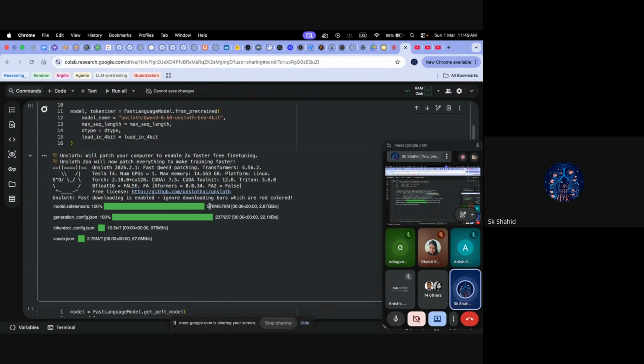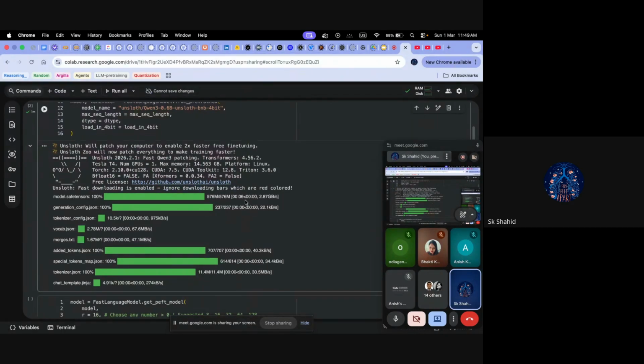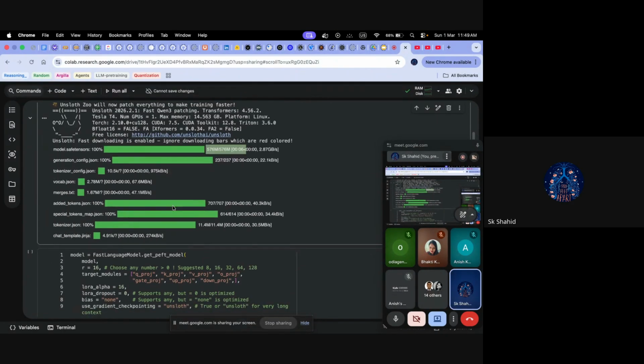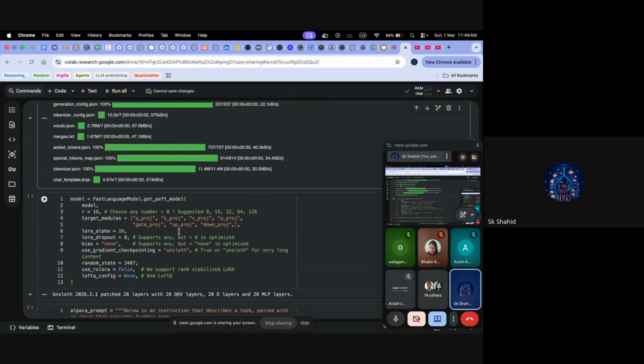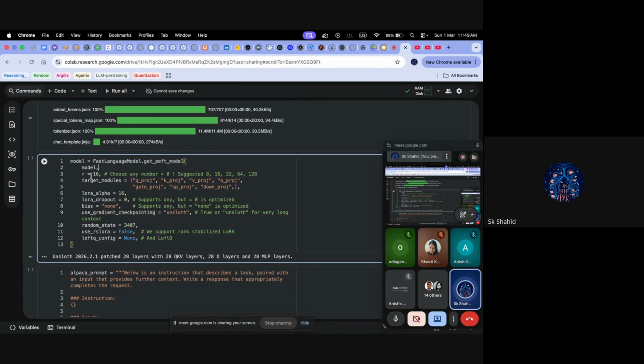So here we are loading the model. It's a 576 MB model, so we loaded it quickly. Okay, so now here we'll be getting the model as well. Here we are defining all of those hyperparameters that we talked about, right?